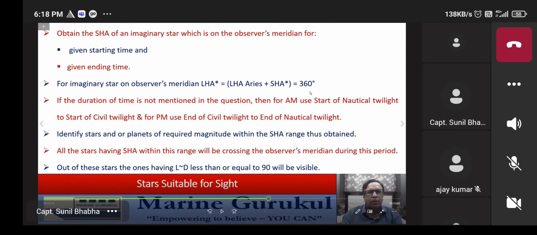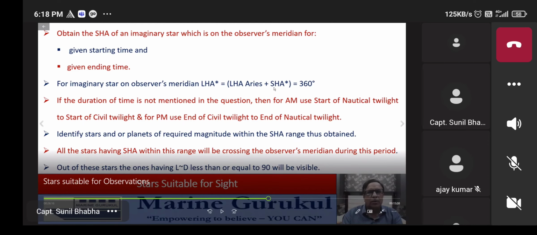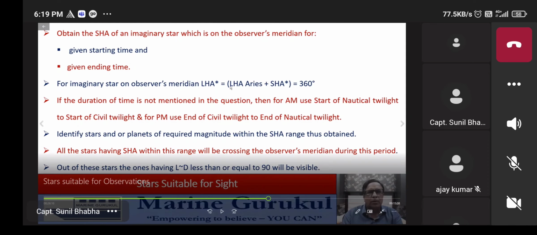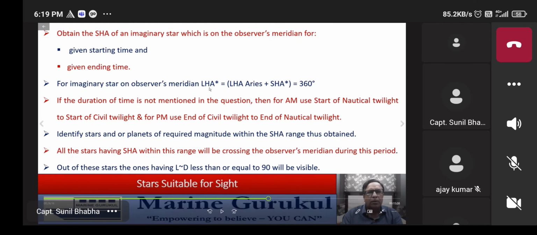Sir, I'm just asking about this LHA star value. We get SHA star by applying the formula with LHA Aries, and LHA star we are taking as 360 degrees. So we are taking observer's meridian and X meridian, both the things, as 360 or 0 degrees, no sir? Right, beta. We are finding a star which is on our meridian. So whenever a body is on our meridian, the LHA will be 0 or 360. Any value can be taken.